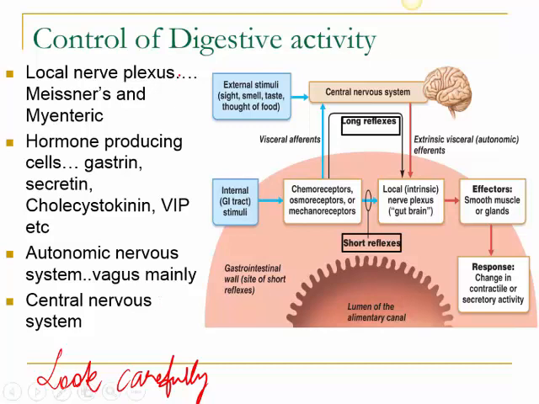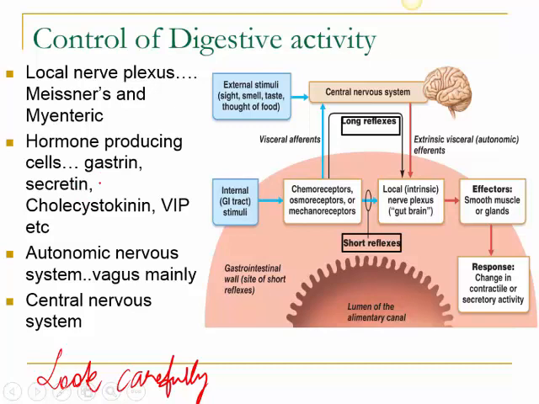So let's look at control of digestive activity. This is where we are going to make use of the 4 layers of the digestive tract. Remember, you had a local nerve plexus, the Meissner's plexus in the submucosa and the myenteric plexus in the muscularis externa. Then in the epithelium, we have those enteroendocrine cells.